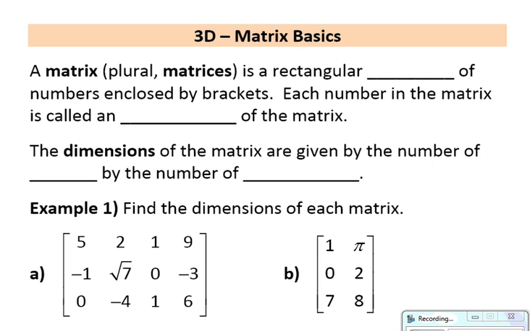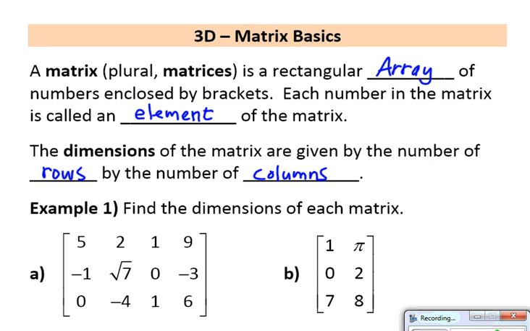We're going to have a short introduction into matrix basics today. A matrix, plural matrices, is a rectangular array, arrays like the word arrangement, of numbers enclosed by brackets. Each number in the matrix is called an element of the matrix.